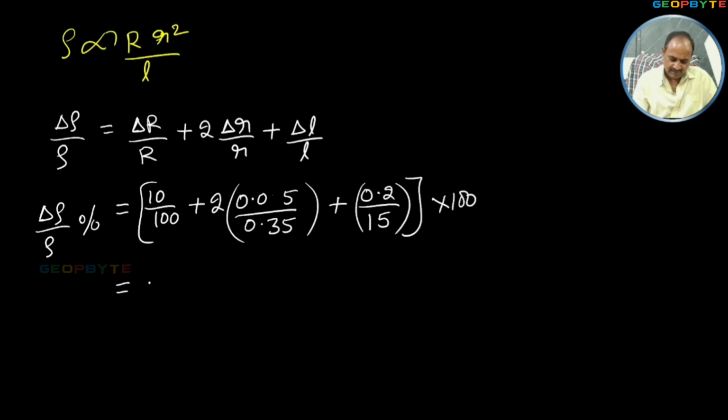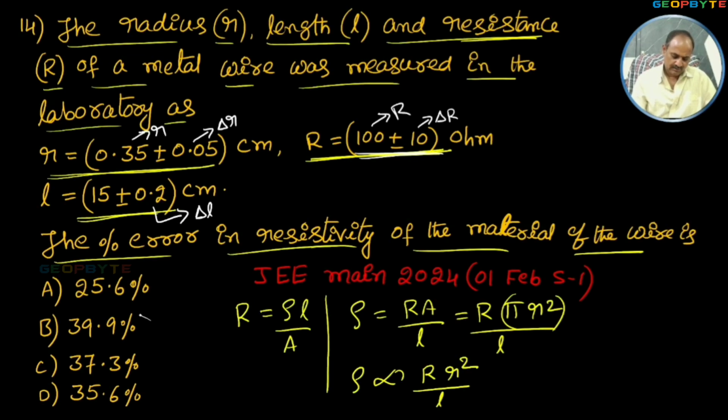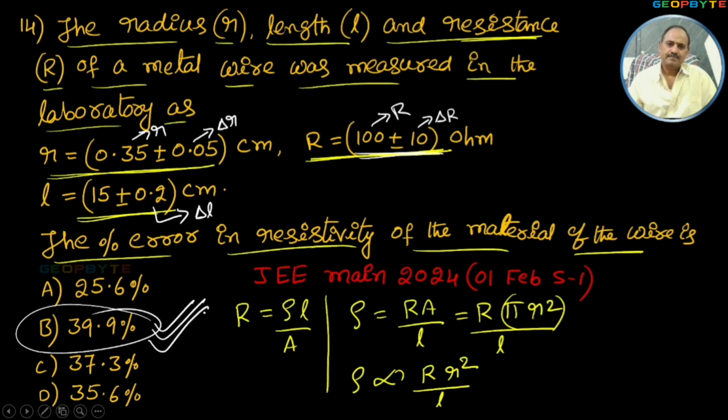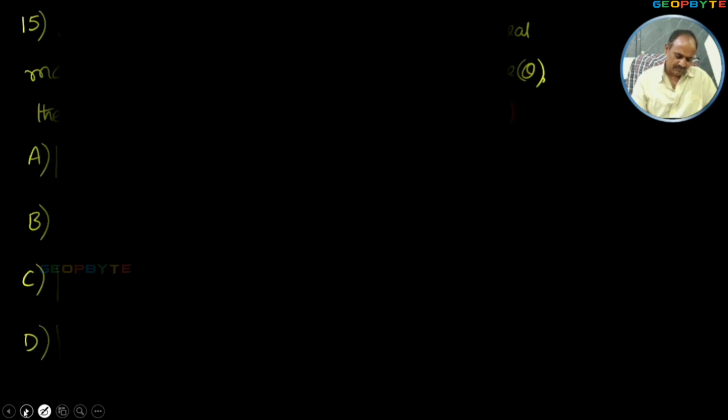You simplify this to get 39.9 percent. That is the percentage of the error in the resistivity, 39.9. Look at option B. Option B is absolutely correct. Understood clearly? The problem looks lengthy, but its solution is very easy. But you need to remember this relation between the resistance, resistivity of the wire, length of the wire, and area of cross section of the wire. Okay, similarly, let us take another problem.